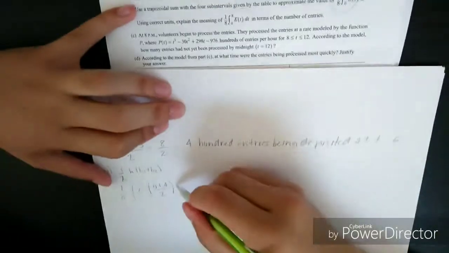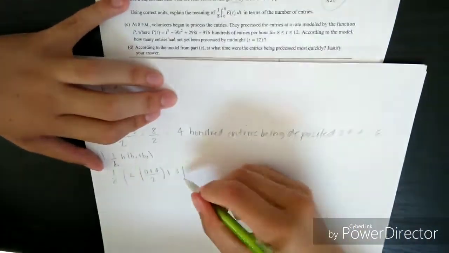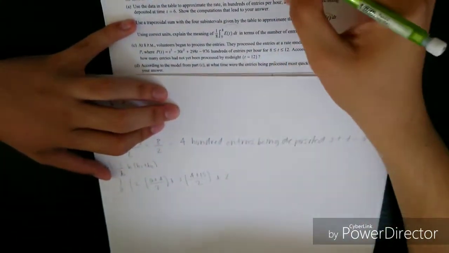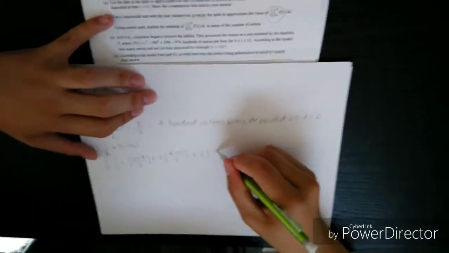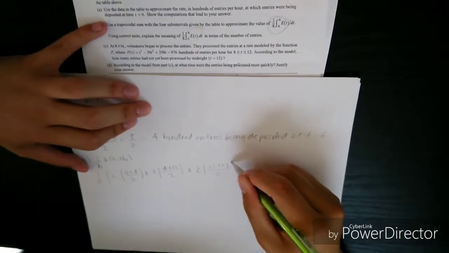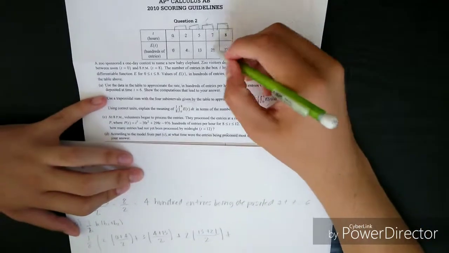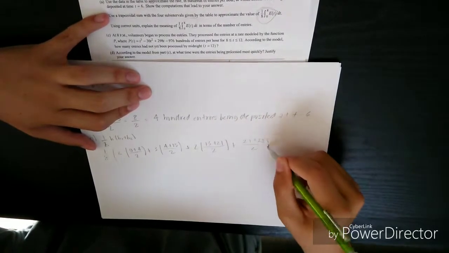We want to do it through each subinterval. So the distance between 2 and 5 is 3. That would be our height. Our bases would be 4 and 13. So 4 plus 13 over 2, plus the distance between 5 and 7 is 2. Our bases would be 13 and 21 over 2. The last one, our distance would be 1, and then our bases would be 21 and 23. So 21 plus 23 over 2.